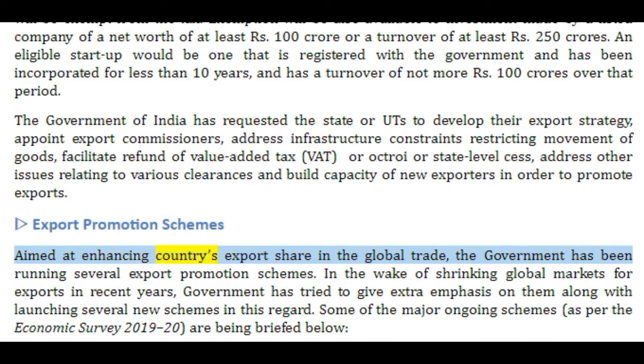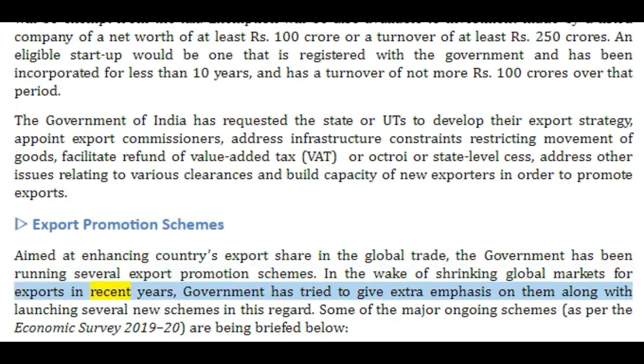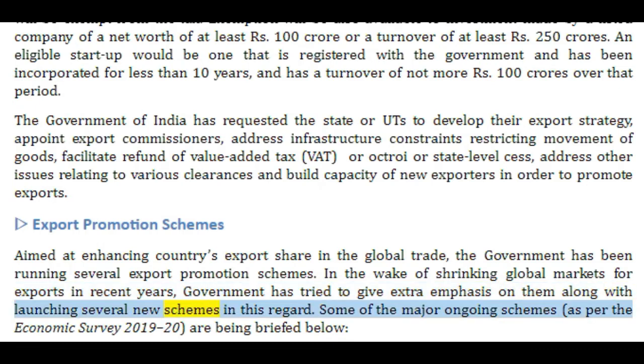Aimed at enhancing the country's export share in global trade, the government has been running several export promotion schemes. In the wake of shrinking global markets for exports in recent years, the government has tried to give extra emphasis on them along with launching several new schemes in this regard. Some of the major ongoing schemes, as per the Economic Survey 2019-20, are being briefed below.